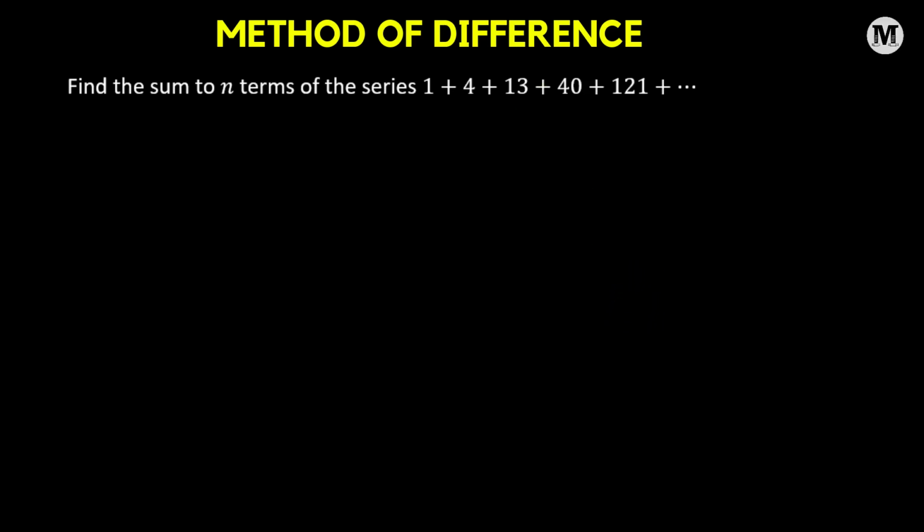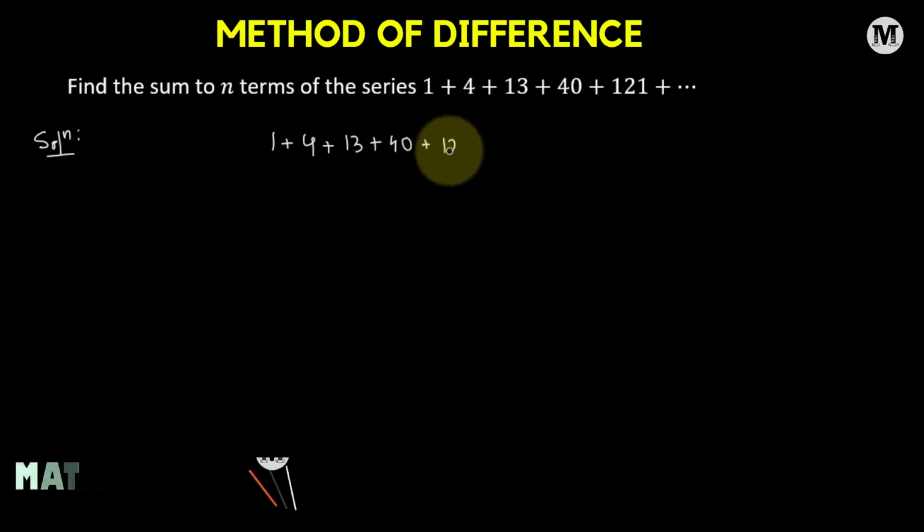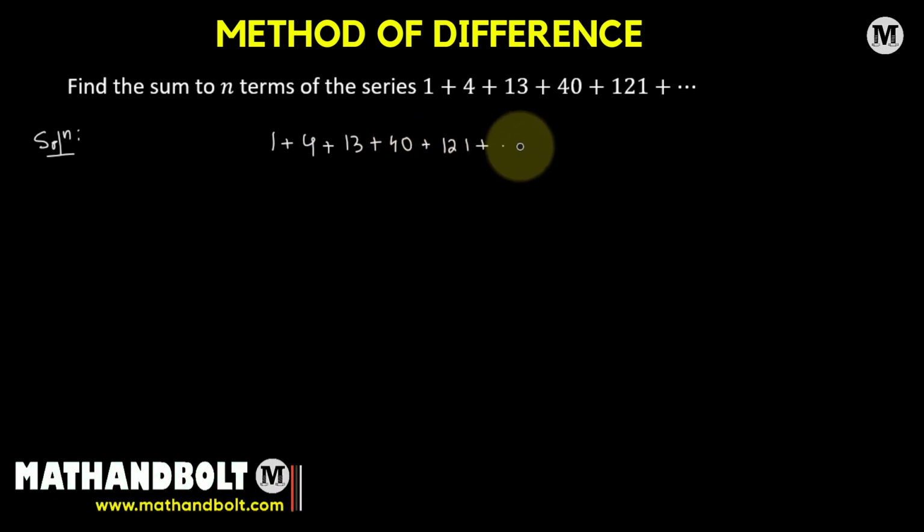We need to determine the sum to n terms of the following series. Let us begin. So here we have a series with first term being 1, followed by 4, then we have 13, next we have 40, followed by 121, and the rest of the terms.